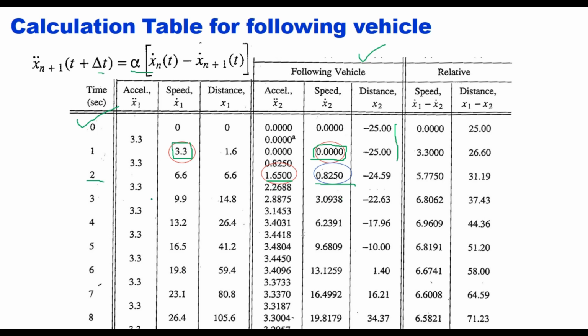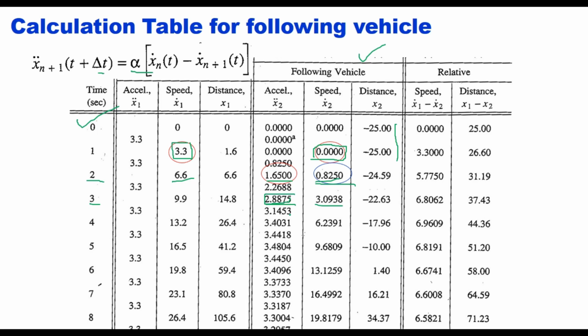Similarly, if you want to find out speed and acceleration at time t equal to 3 seconds, here you will take the speed difference at time t equal to 2, that is the earlier interval. So at that time, the speed of the lead vehicle is 6.6, and the speed of the following vehicle is 0.825. So 6.6 minus 0.825, times alpha 0.5, will give you 2.8875, and then you can calculate the speed. So that is how you complete this table for the following vehicle.